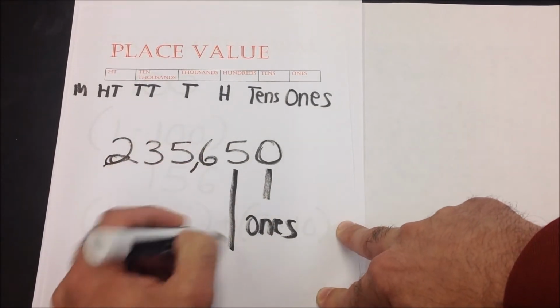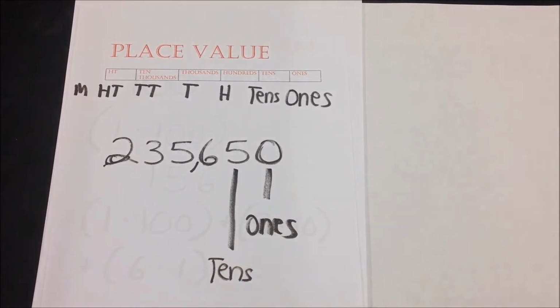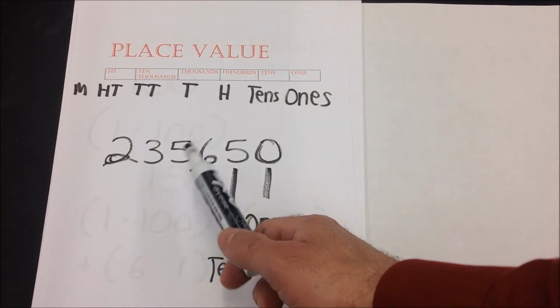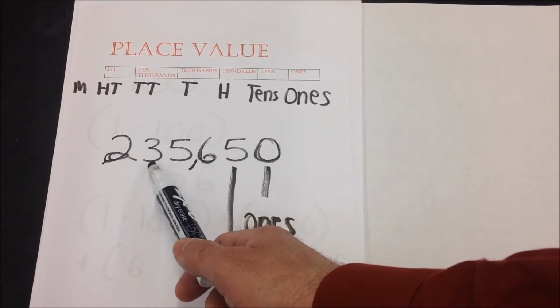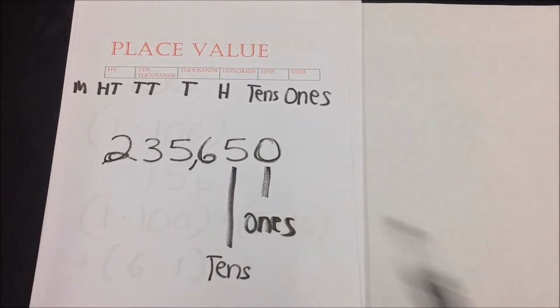So the 0 is in the ones place. The 5 is in the tens place. What's the 6 in? The 6 is in the hundreds place. The 5 is in the thousands. This is the second 5. We have a 3 in the 10,000s and a 2 in the 100,000s. So that's the beginning of place value.